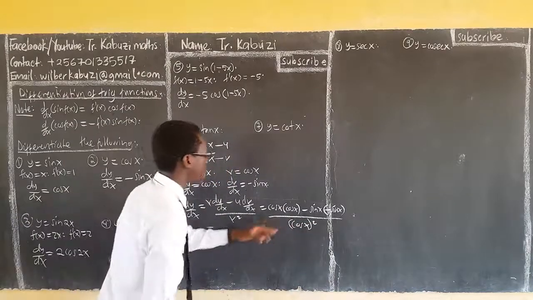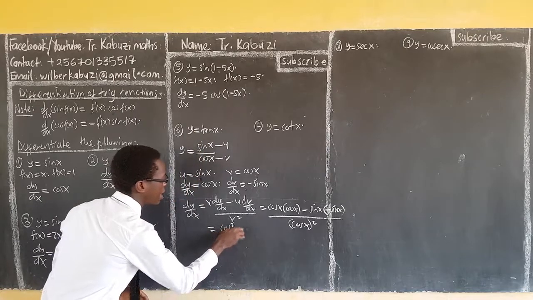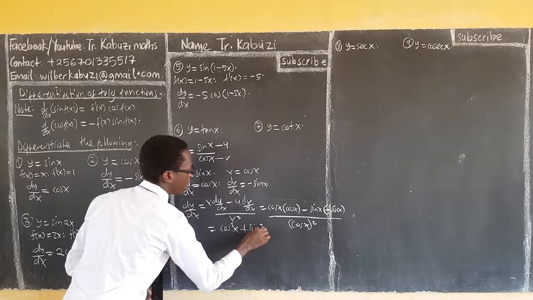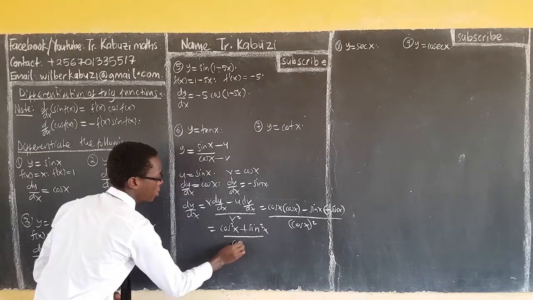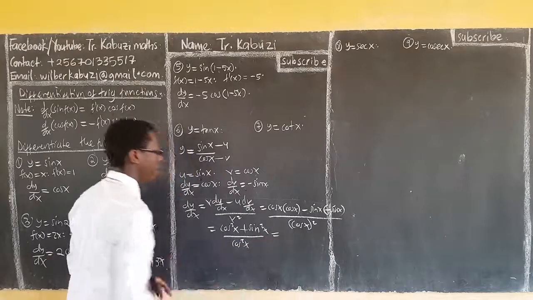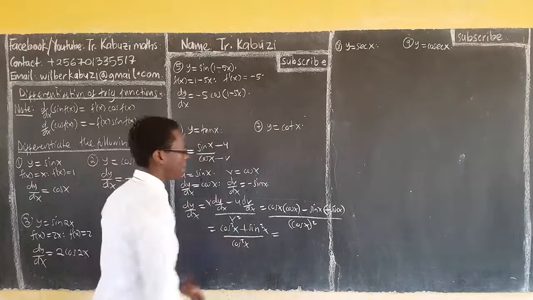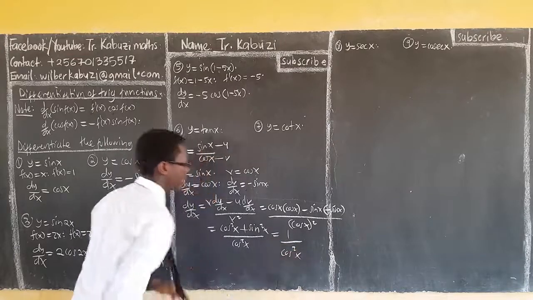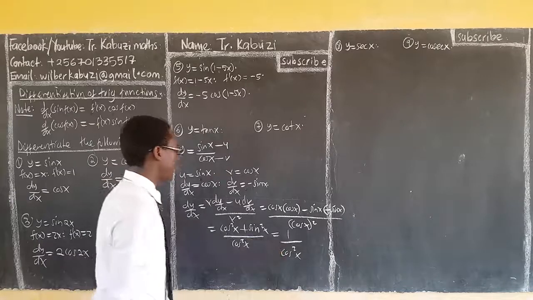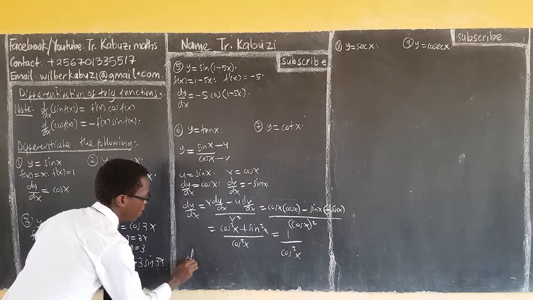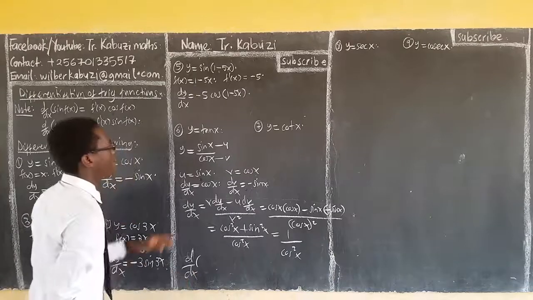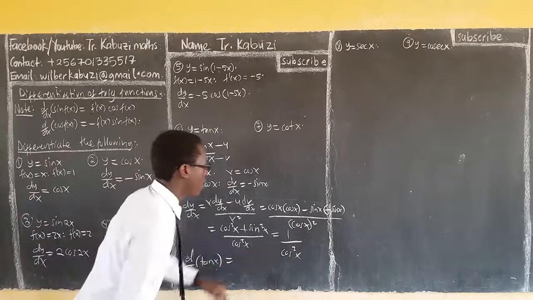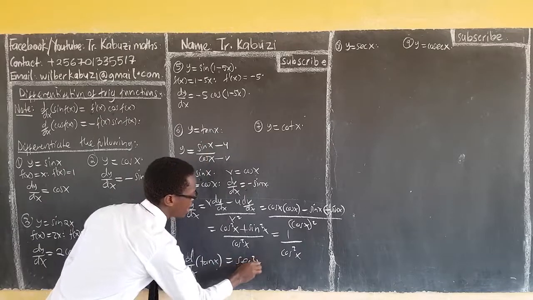This will give me cos squared x. Negative and negative will give me positive sine squared x, the whole over cos squared x. I know that cos squared plus sin squared is 1, so the whole is 1 over cos squared x. And we know the reciprocal of cos squared x is sec squared x. So when we differentiate tan x, we get sec squared x.